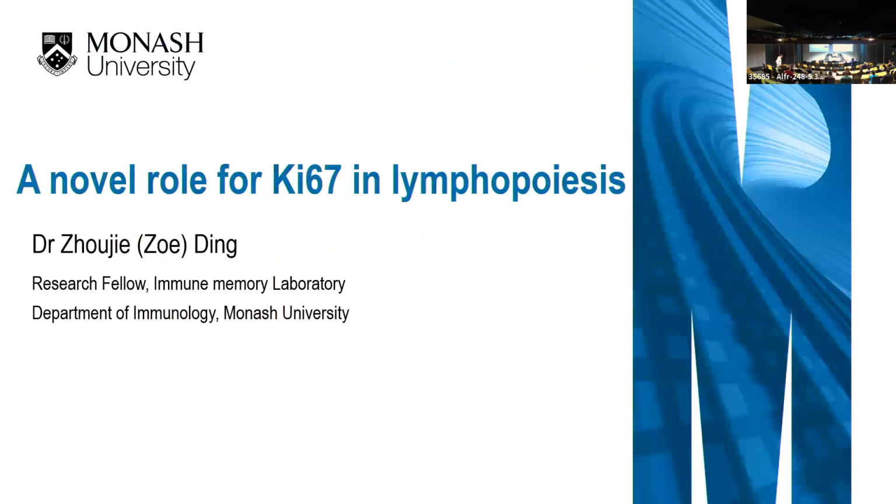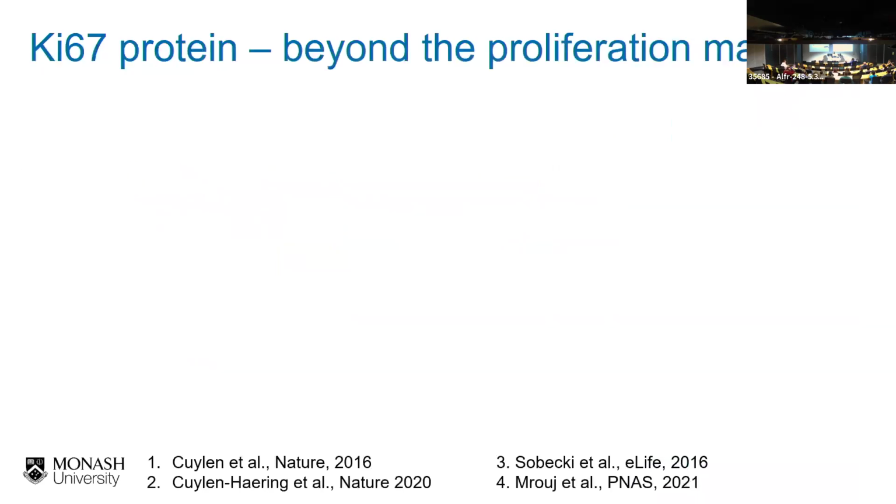And it's a protein that you're probably very familiar with, that's Ki-67. I guess anyone doing immunology or cancer work has used Ki-67 as a proliferation marker in your assays. But what do you know beyond the proliferation marker role of Ki-67?